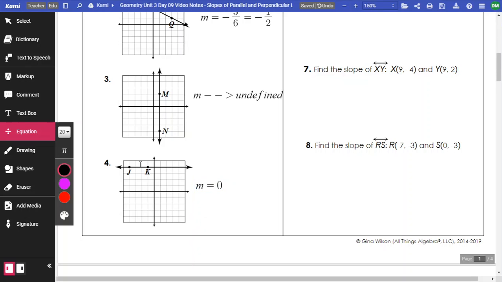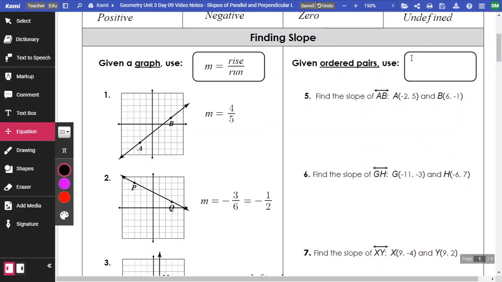So we don't even have to do any calculations there. If you were to do the calculation there, you would see that our y, our change in rise, is 0. So 0 over any denominator is going to be 0. And on number 3, our denominator would be 0.